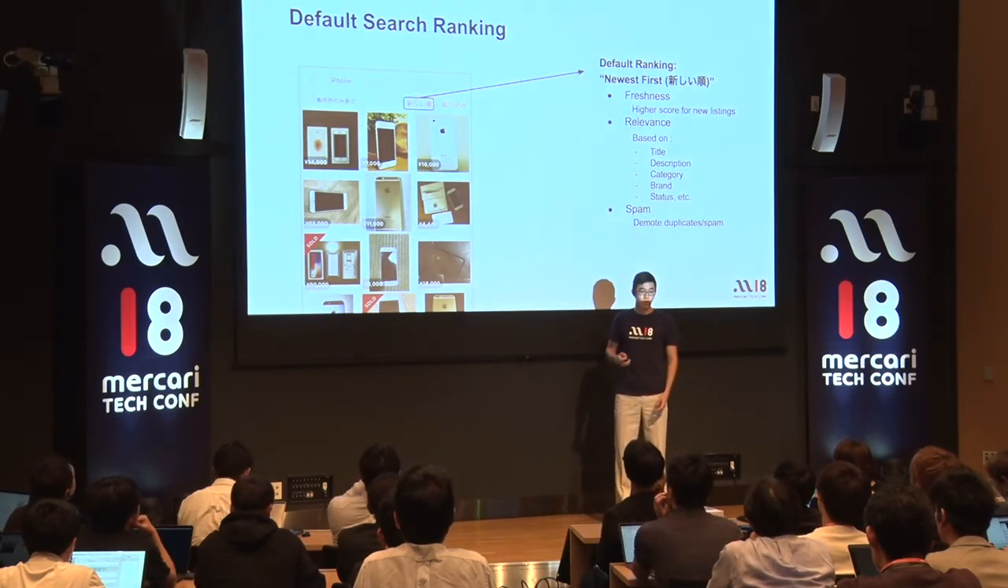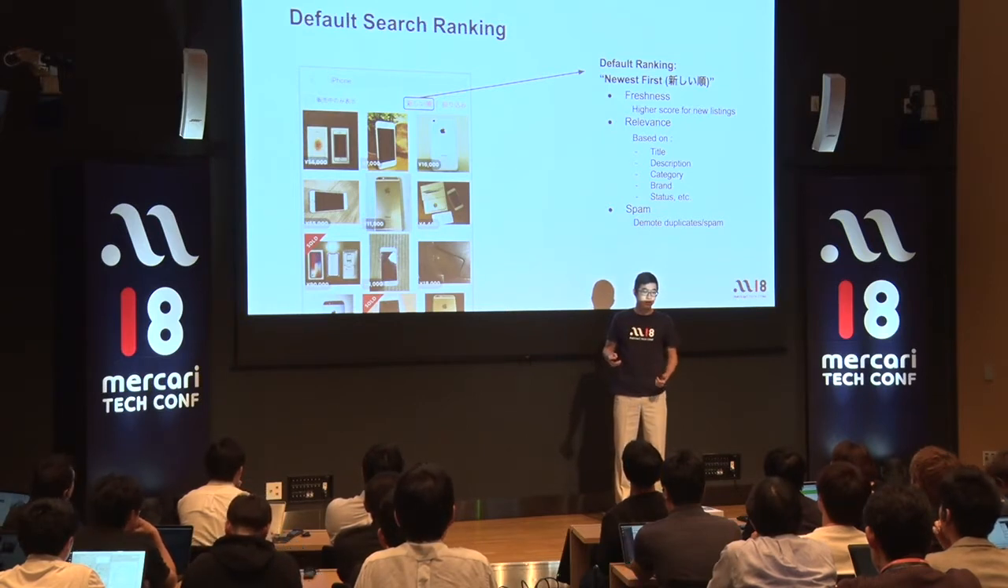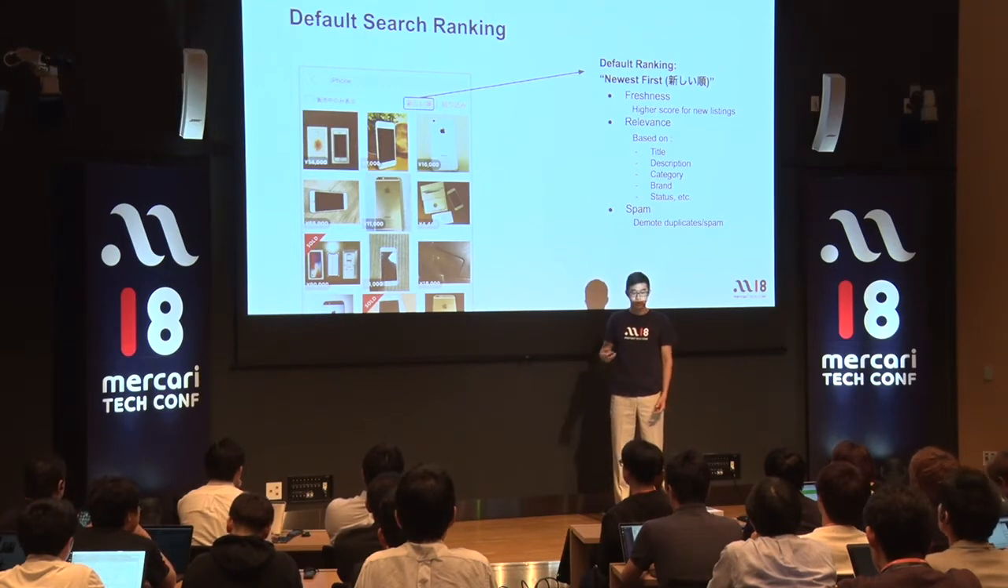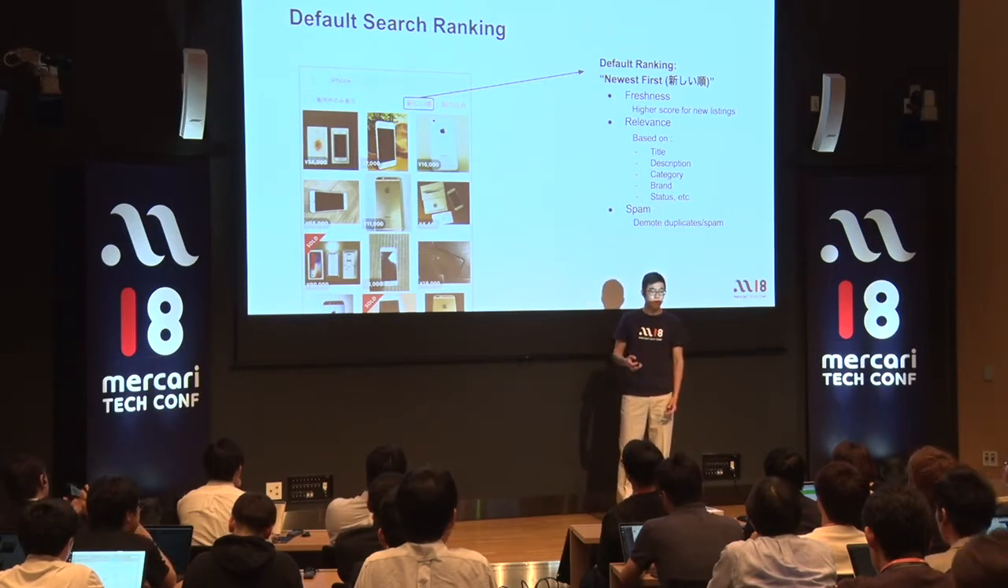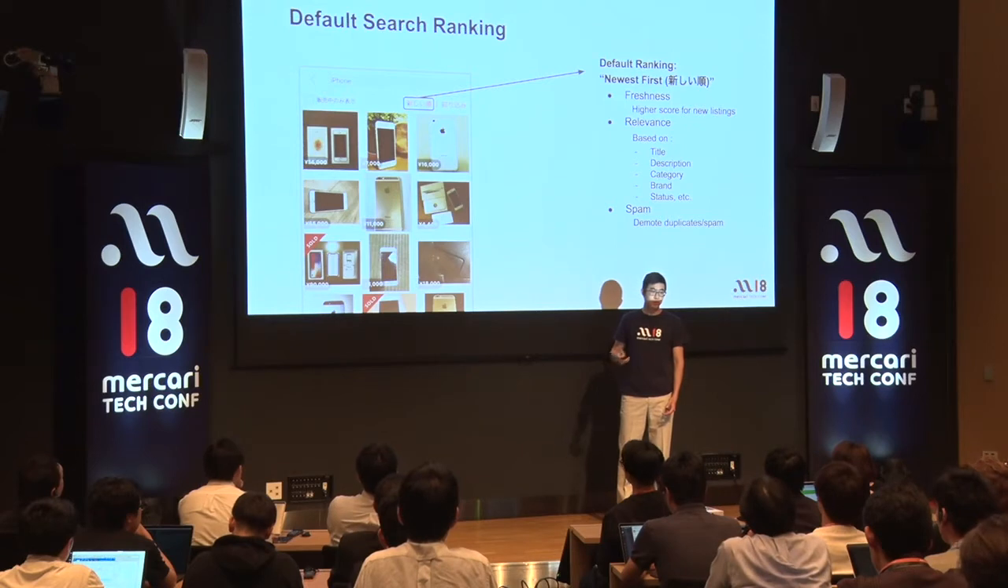So this is what you get when you search with a keyword in Mercari. By default, we use a ranking called newest first. That is a ranking based on the combination of freshness, relevance and spam. So we promote items that are new and relevant, and we demote items that are spam or what we consider to be duplicates. This works for most of the keywords, and that is why we have newest first as the default search system. But for some specific keywords, newest first fails to return a good search result.